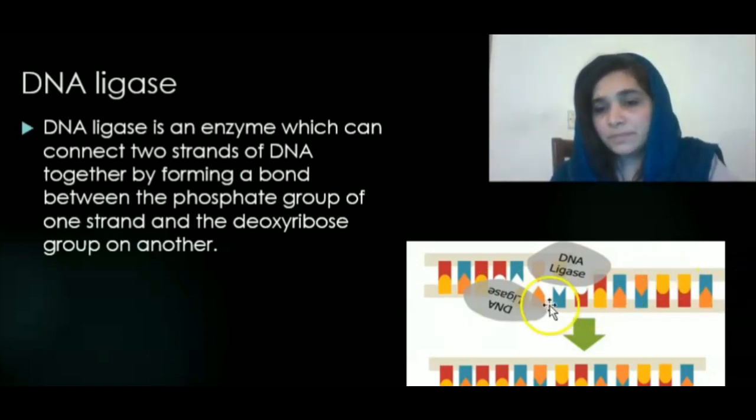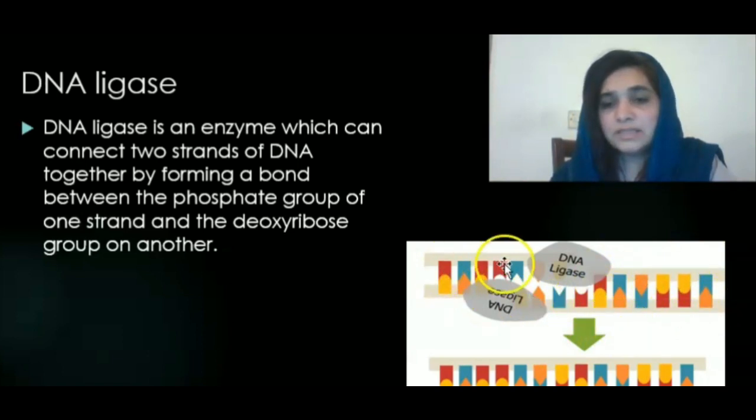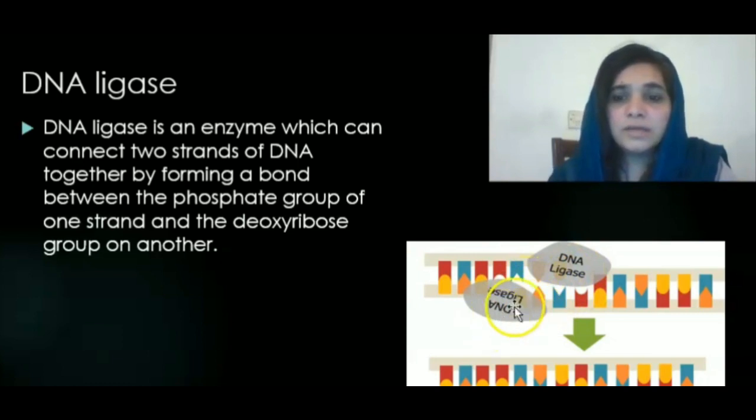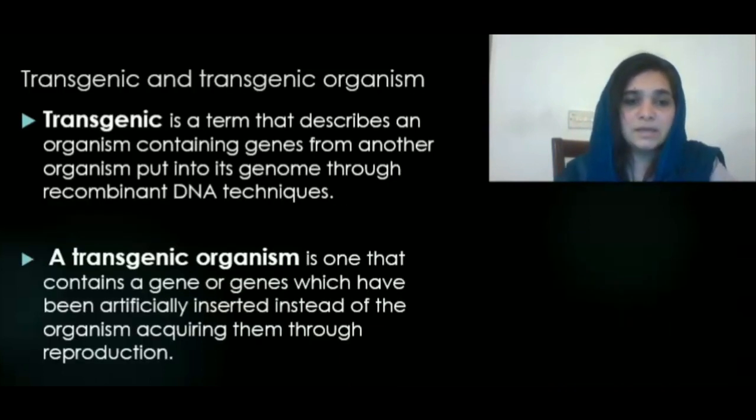So what happens, you can see this is the backbone from one of the DNA molecules and this is from the other one. So DNA ligase will come and attach over here in order to form a seal, or in order to form a bond between the two different DNA. You can see here the two different DNA molecules join together with the help of DNA ligase.